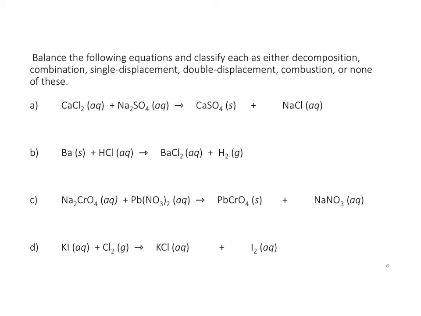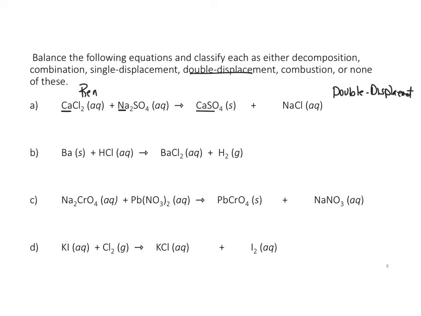Okay, so here it says we need to balance the following equation and classify. So we can go ahead and classify. We have a compound and a compound, and the calcium exchanges with the sodium to combine with sulfate, and sodium on the reactant side is with sulfate, but on the product side now it's with the chloride. So this would be double displacement.